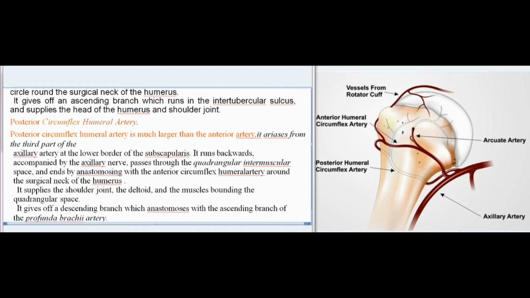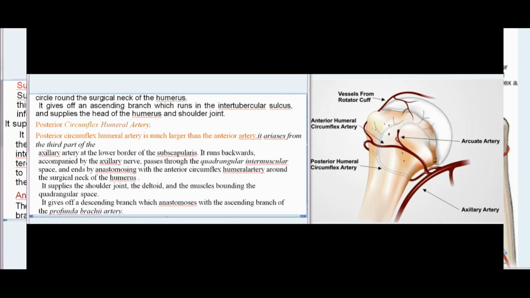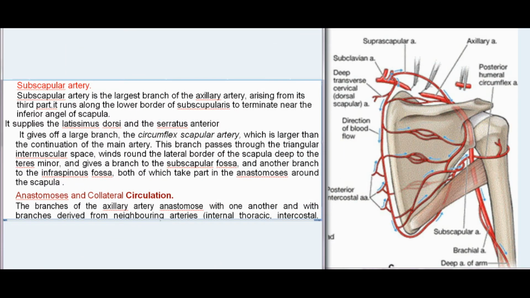It supplies the shoulder joint, the deltoid, and the muscles bounding the quadrangular space. It gives off a descending branch which anastomoses with the ascending branch of the profunda brachii artery. Subscapular artery. The subscapular artery is the largest branch of the axillary artery, arising from its third part.